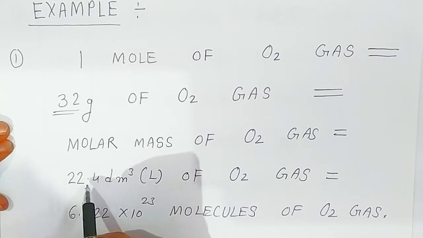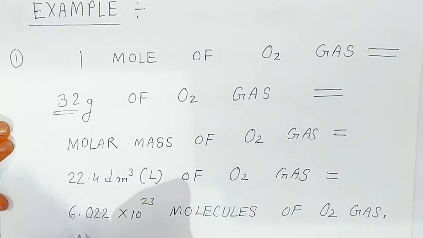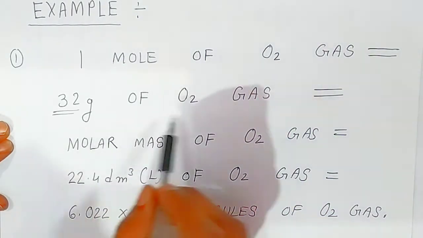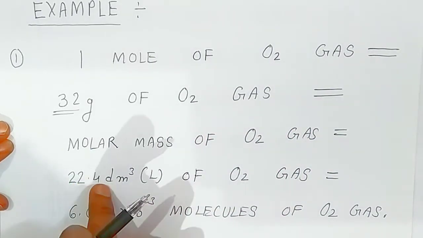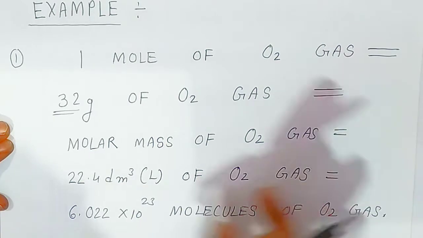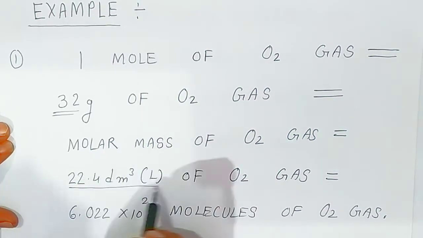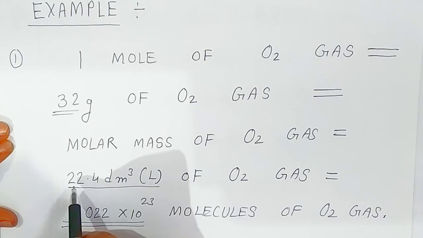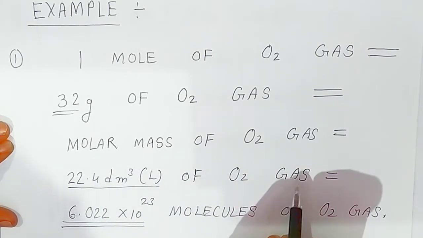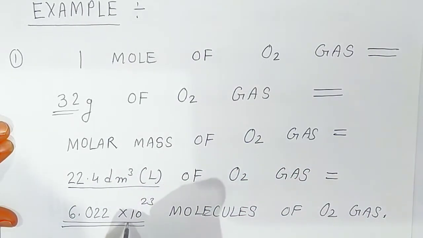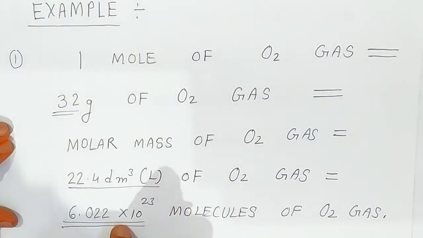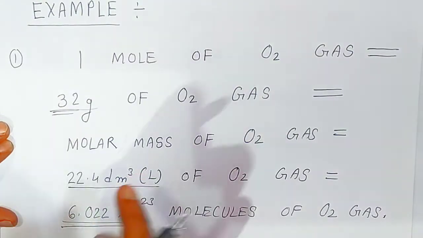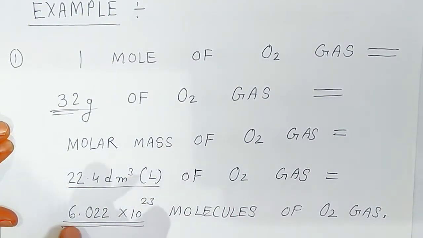This 22.4 liter of oxygen gas corresponds to 6.022 into 10 to the 23 molecules of oxygen gas. That means in 32 gram of oxygen, this Avogadro number of oxygen molecules will be present, or you can say 22.4 liter of oxygen gas occupies this much volume, and in this much volume, students, this much number of molecules will be there. That means 22.4 liter of oxygen gas equals 6.022 into 10 to the 23 molecules of oxygen. Understanding? So 32 gram, 22.4 dm cube liter, and these are all equal.